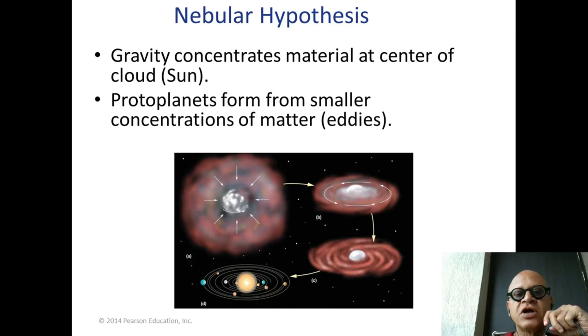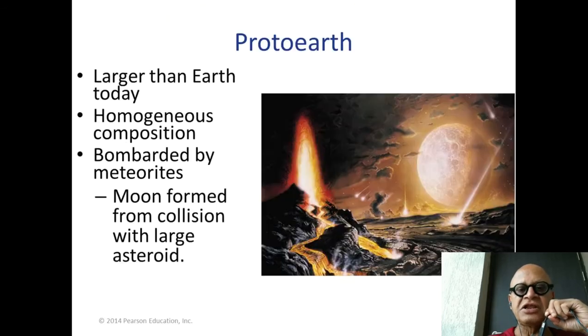So protoplanets form from smaller concentrations of matter, what are called eddies, so these little circulation systems. There are gravitational and other aspects of why you get stuck in an orbit around the parent body like the star, and how different sized planets then get distributed within that system that is rotating, orbiting around that parent star. So proto-Earth probably was larger than the Earth today.